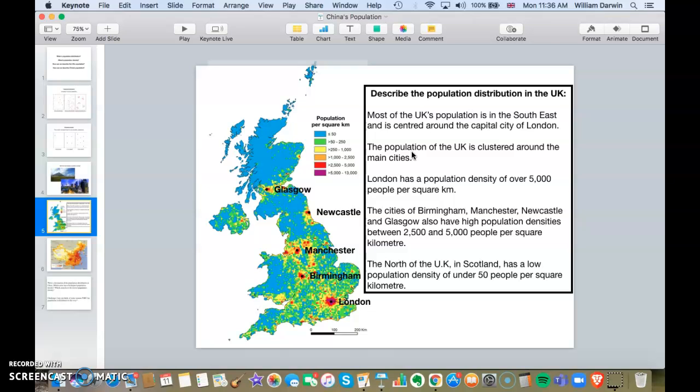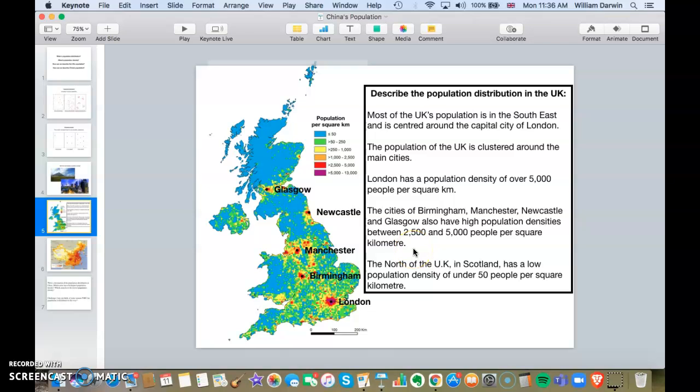We can even add some information. We can add some figures to back up what we're saying. So London has a population density of over 5,000 people per square kilometre. And we can see that because we've got the purple here. It means that we've got a population density of over 5,000 people per square kilometre. And the cities of Birmingham, Manchester, Newcastle and Glasgow also have high population densities between 2,500 and 5,000 people per square kilometre. Okay, and again, we can use our key to find out that information.